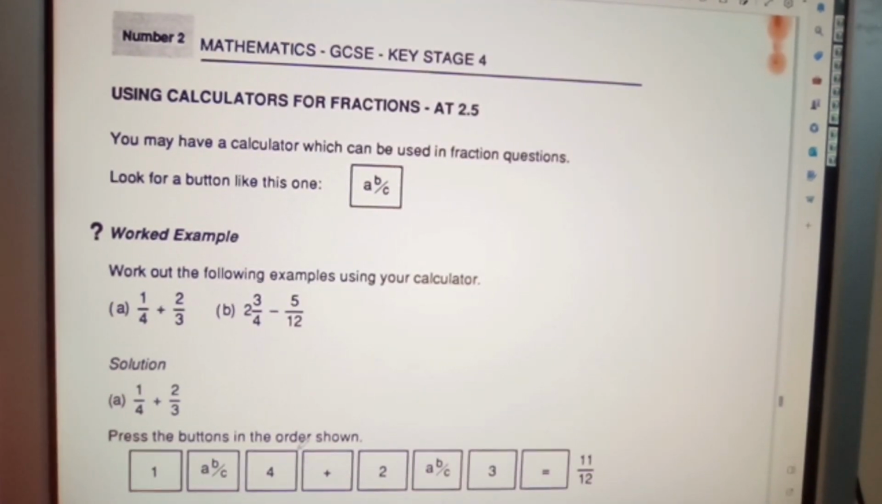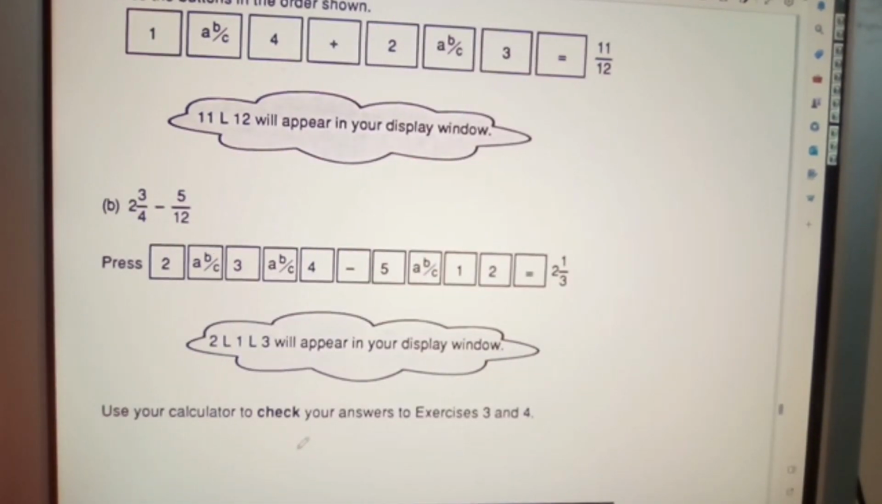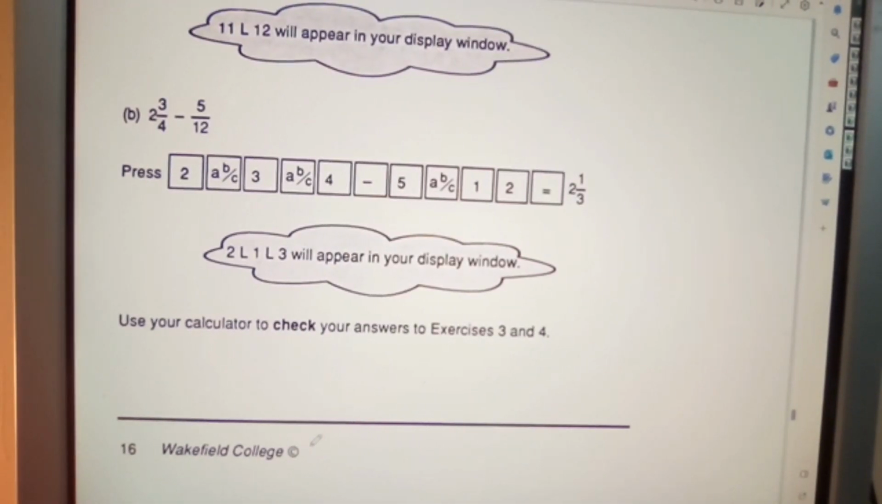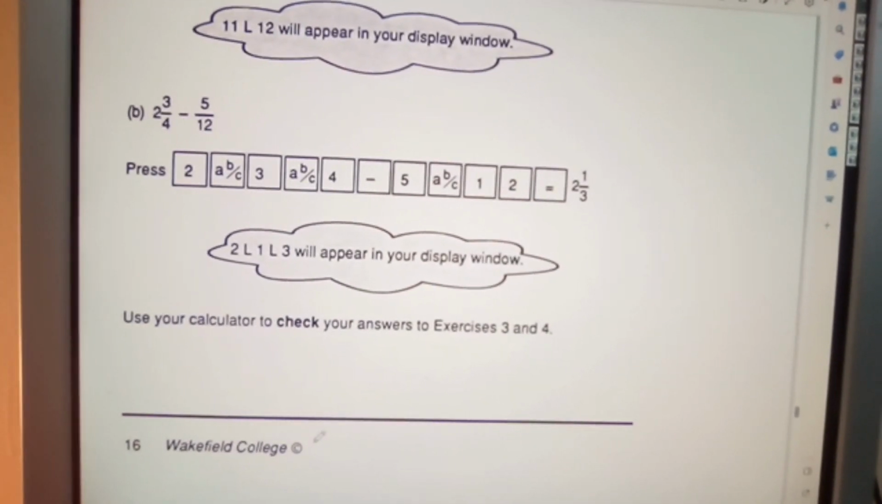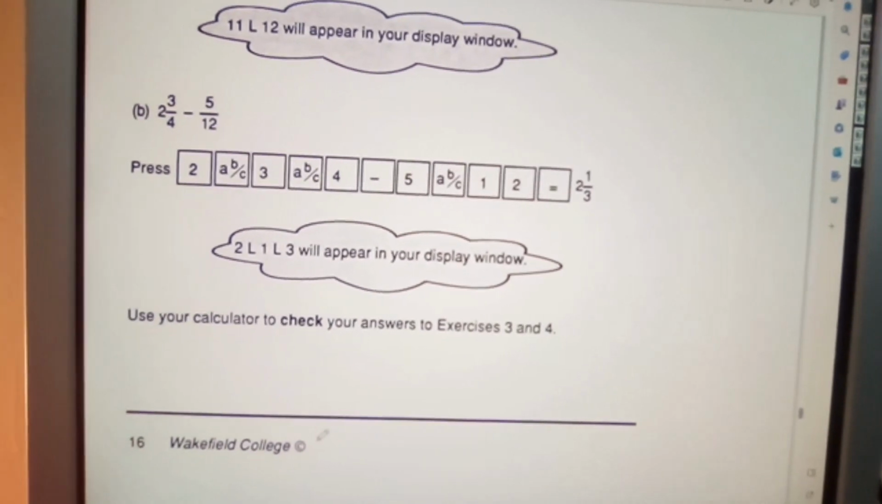Using calculators. Now some of you know how to do this already, so I'm not going to spend too much time on this. Using a calculator is easy, but you need to be able to do it from your head because of knowledge that you have obtained. That is fundamental.